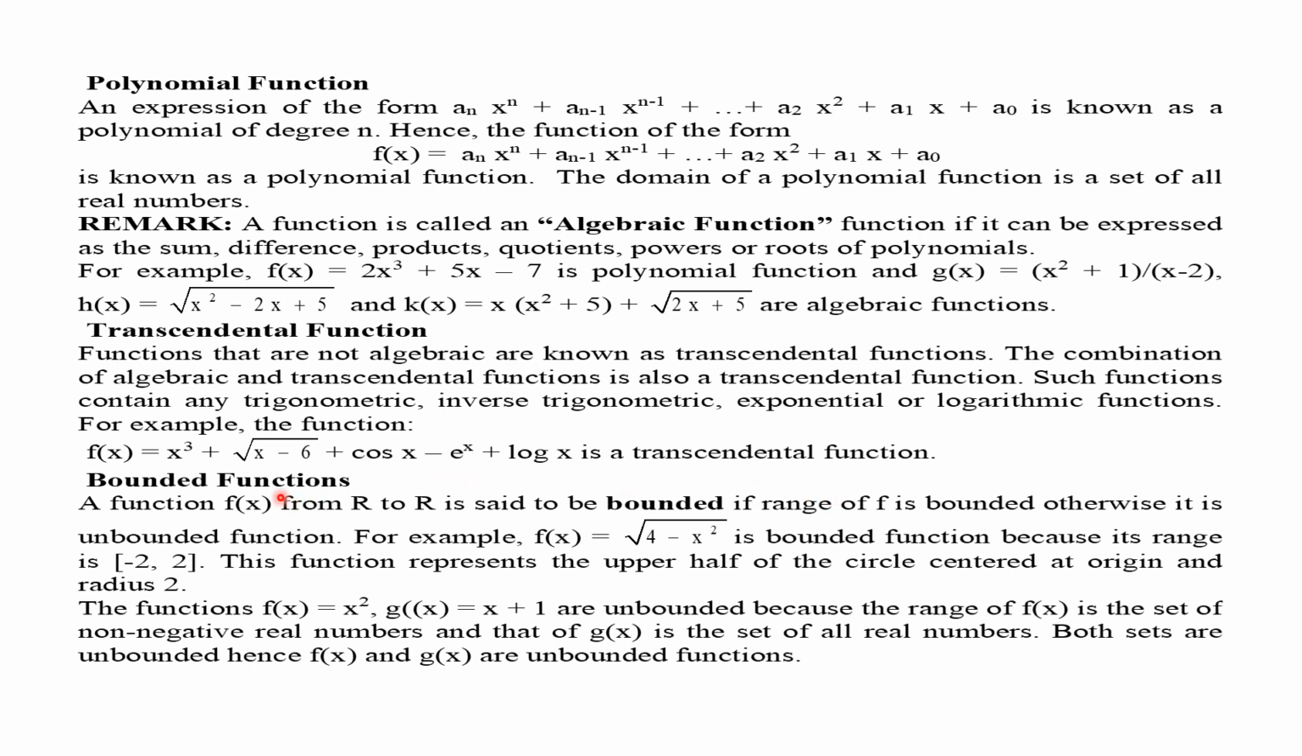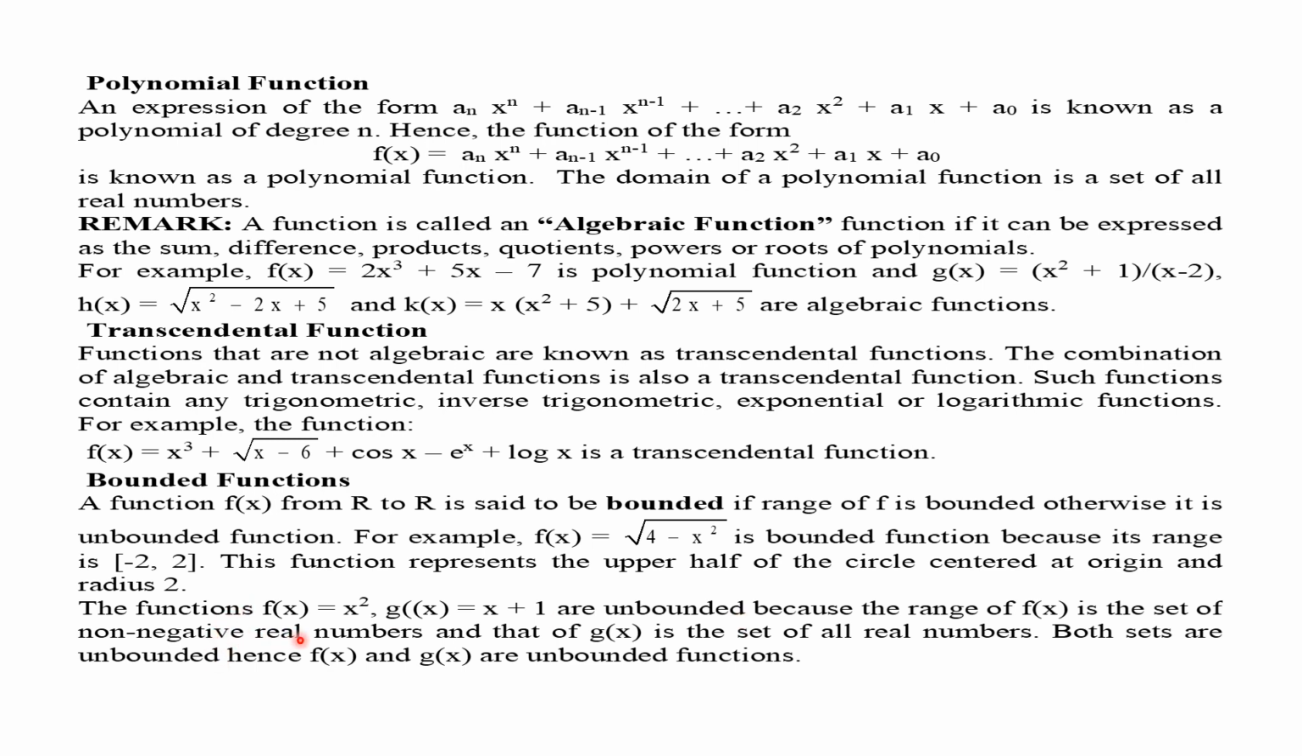Bounded function. A function from real to real is said to be bounded if the range of f is bounded, otherwise it is called an unbounded function. For example, f of x is equal to square root of 4 minus x square. Here this is bounded because its range is a closed interval from 0 to 2, and this function represents the upper half of the circle centered at the origin with radius 2.